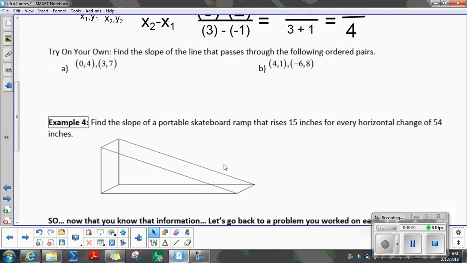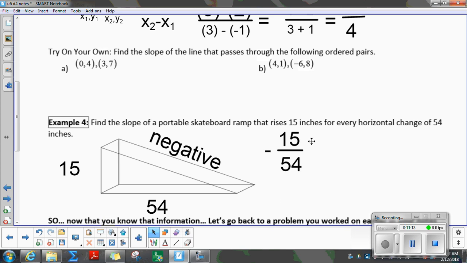Example 4 is kind of a real world problem. Find the slope of the portable skateboard ramp that rises 15 inches for every horizontal change of 54 inches. Now if you look at it, it's going down, so it's going to be a negative slope. So the rise is 15. The run of it is 54 inches. So we have a negative 15 over 54. That's the rise over run, and it's supposed to be negative.